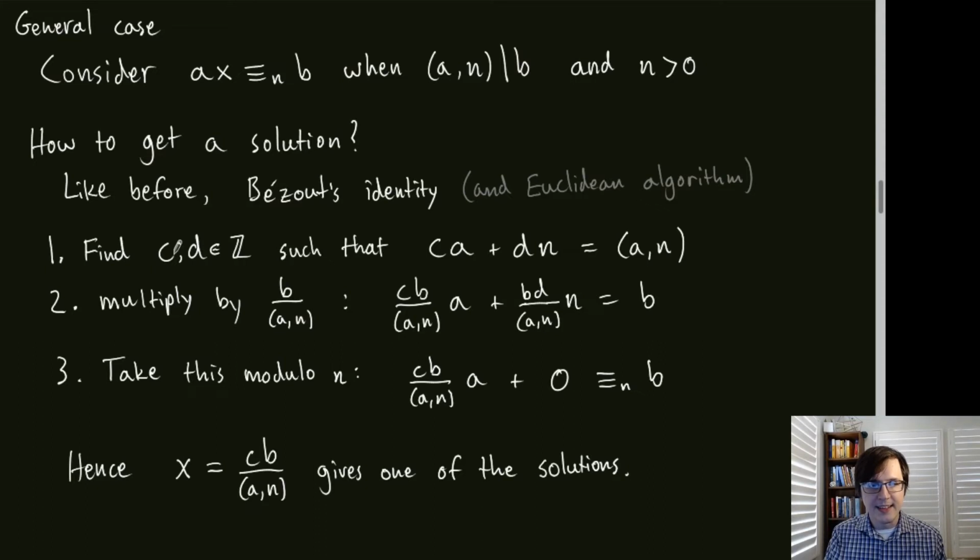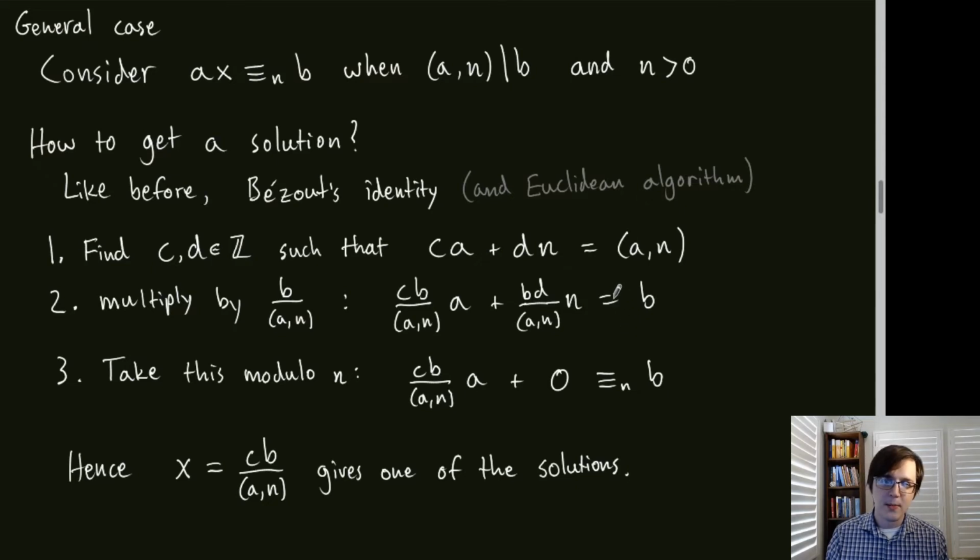So by Bézout's identity, we know that there exist some integers c and d such that the GCD equals ca plus dn. And then we can multiply both sides of this by b divided by the GCD of a and n. And we know that this is an integer because of this divisibility hypothesis. So when we multiply it, I'm keeping the a and the n out because I want us to observe something. But we've got this coefficient, that coefficient, and then also when we multiply the GCD by this, we just get b. And now we take this all modulo n.